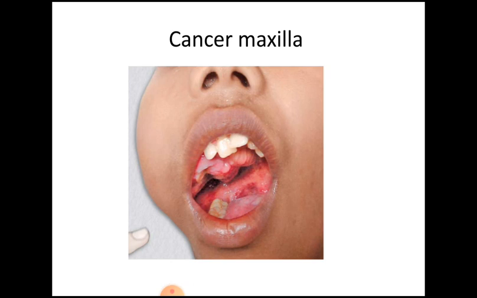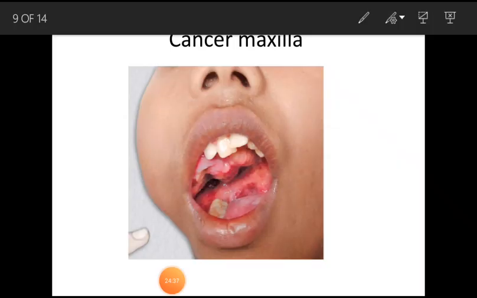So we can classify the bone tumors of the jaw into benign tumors like osteoma, either ivory osteoma or cancellous osteoma, locally malignant tumors like osteoclastoma, malignant tumors like sarcoma, and secondaries. This is the tumors of the jaw.